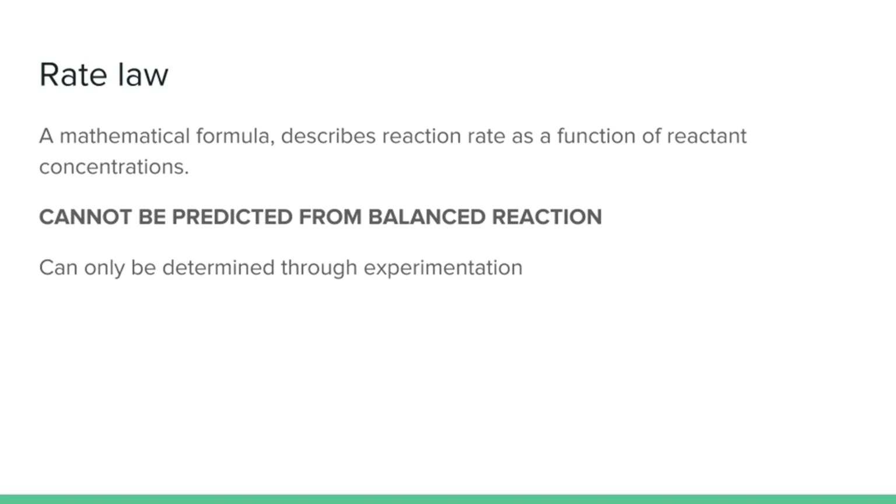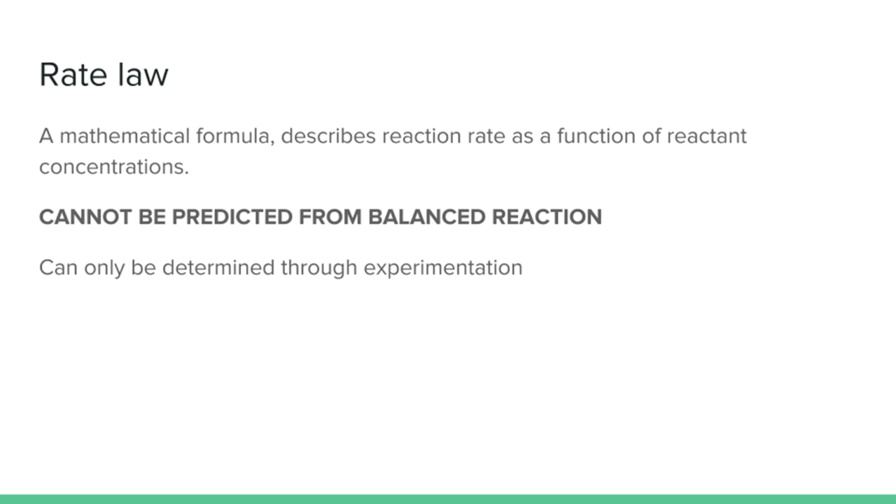Here we are in Lecture 2, talking about rate laws. Now, a rate law is a mathematical formula. It's an empirical formula. It describes the reaction rate, the relative reaction rate, I should say, as a function of reaction concentrations, or reaction pressures, or however you're measuring the amount of reactants you have present. I want to emphasize that it cannot be predicted from the balanced reaction.